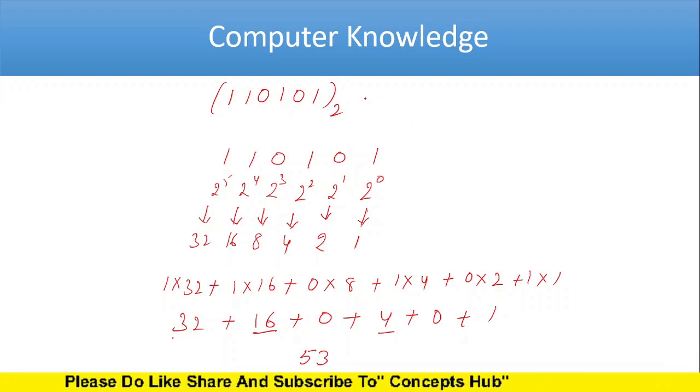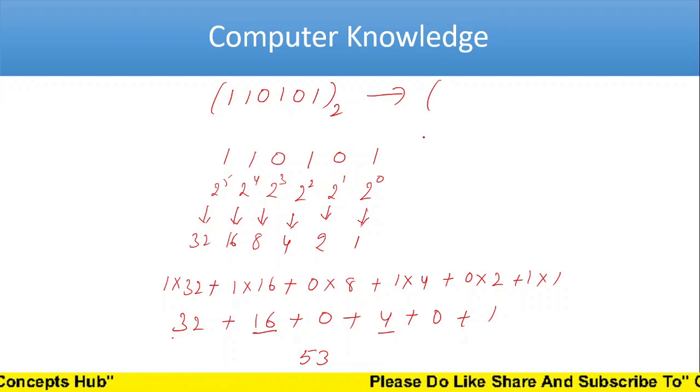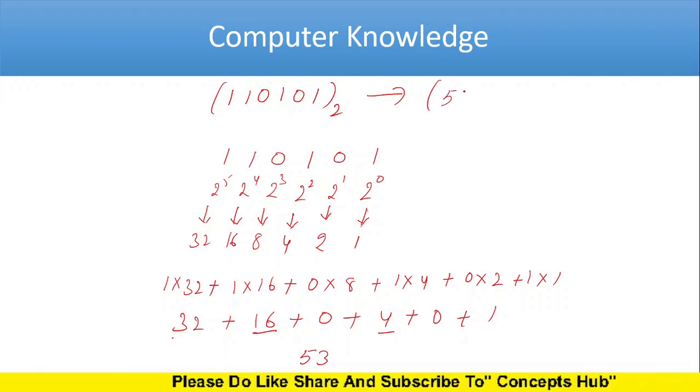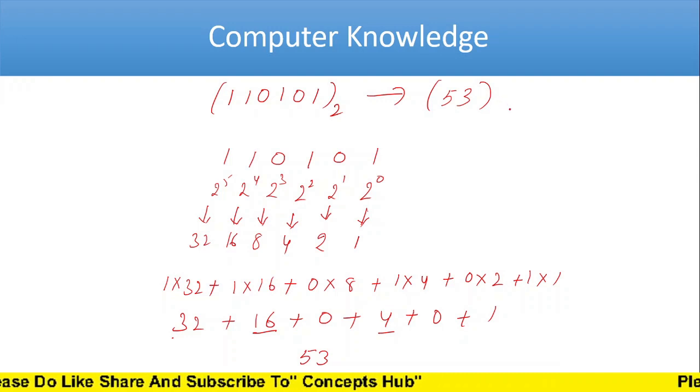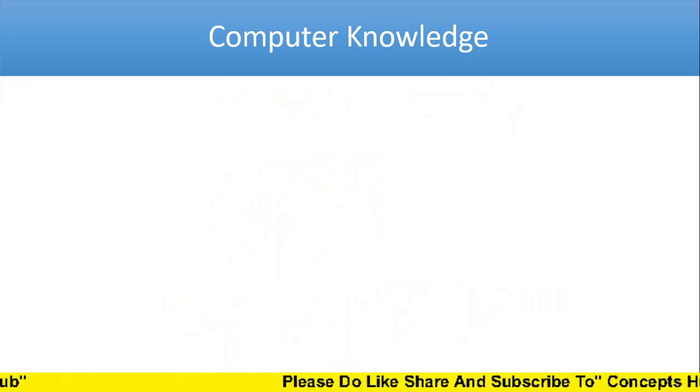So the decimal form of 110101 is 53. What would be the base? Base is 10. Yeah. Next problem.